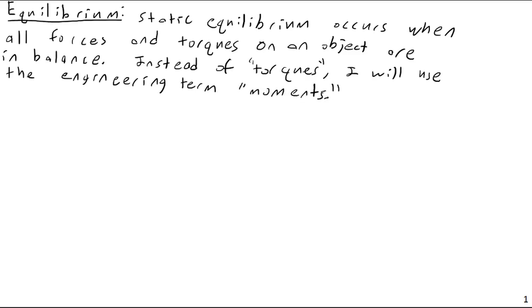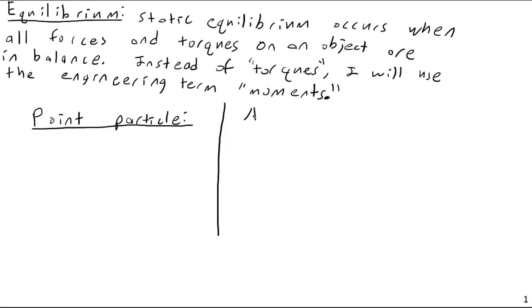So there are two types of static equilibrium we need to consider. One is equilibrium for a point particle. The other is equilibrium for an object, or a rigid body.